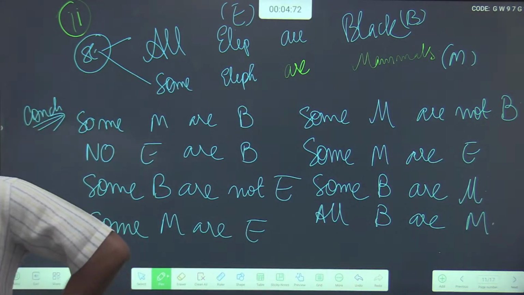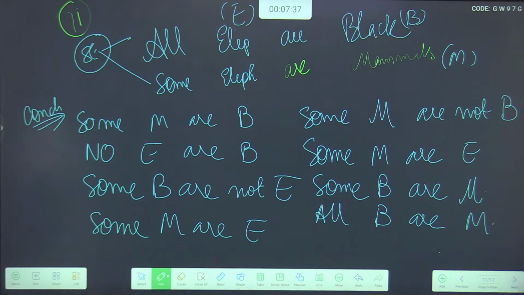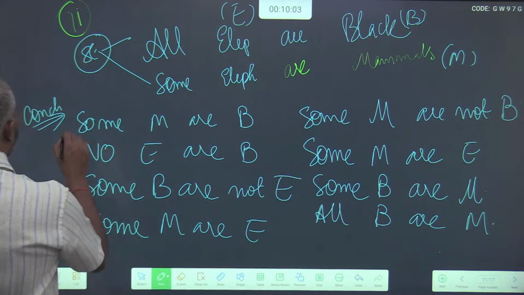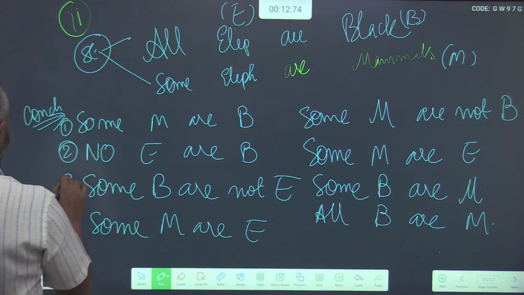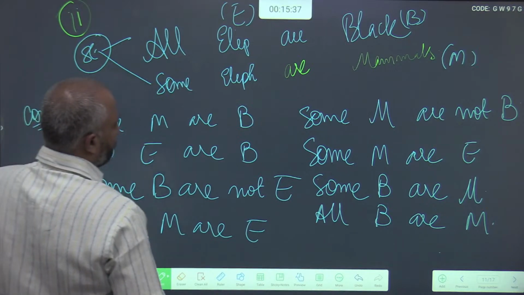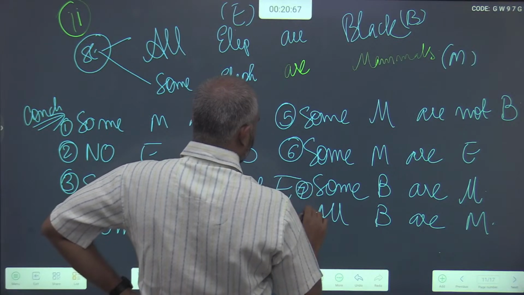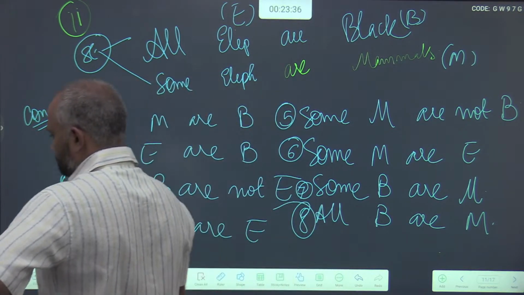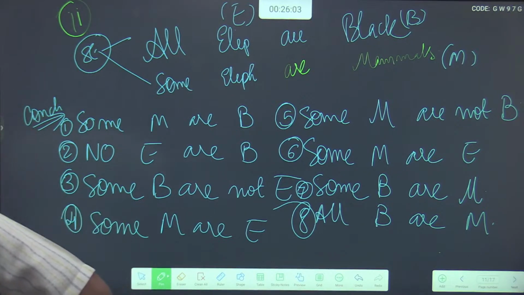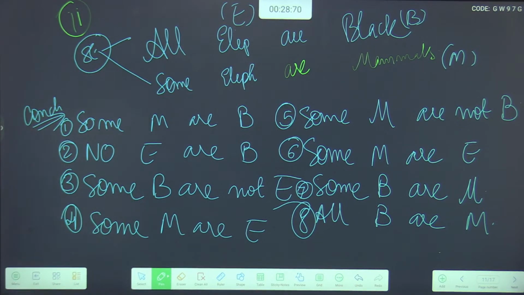Take a minute. Tell me which of the conclusions follow. This is 1, 2, 3, 4, 5, 6, 7 and this is 8. Try for yourself. Your retention of concepts becomes better only if you make a mistake, then correct it. So mistakes are good. So try it. We'll see the answer in a minute.